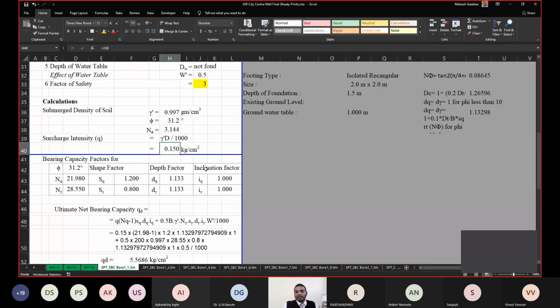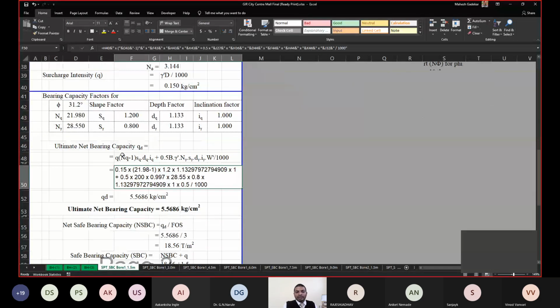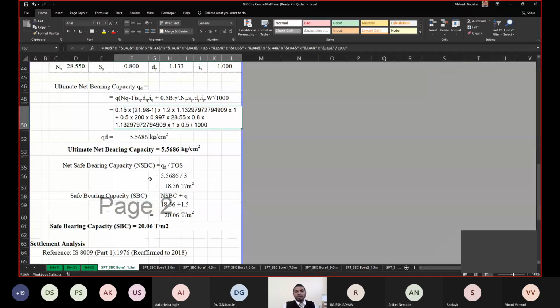these are the tables which I have prepared specifically for the criteria. So from this table, you should calculate the bearing capacity factors Nq, N gamma, Sq, S gamma, Dq, D gamma, Iq, I gamma, and then you should calculate the ultimate net bearing capacity for the sample, and then finally your SBC for the sample from the formula. The formula need not be explained; it is given in your IS code.